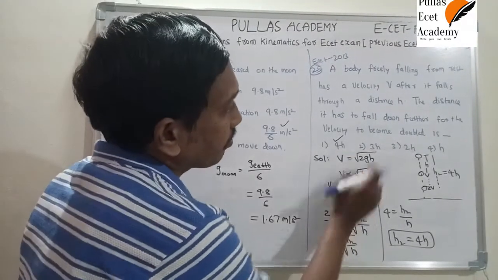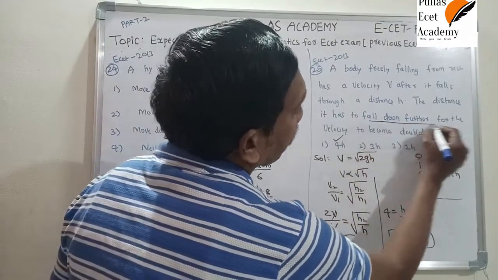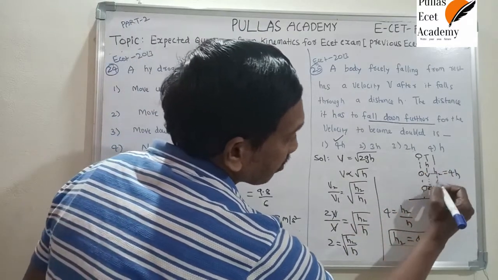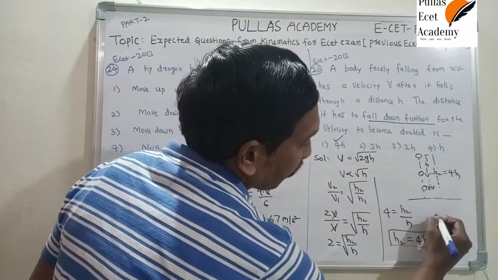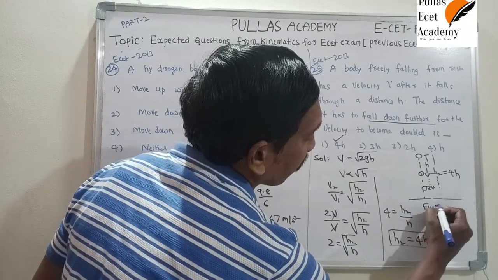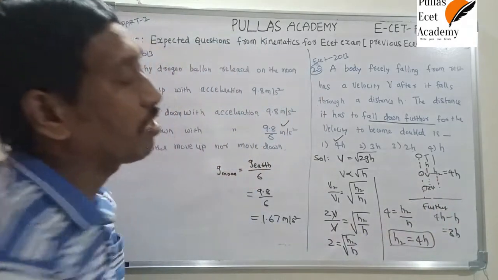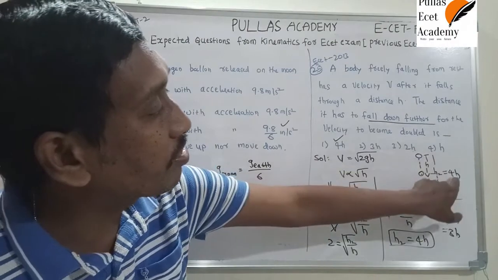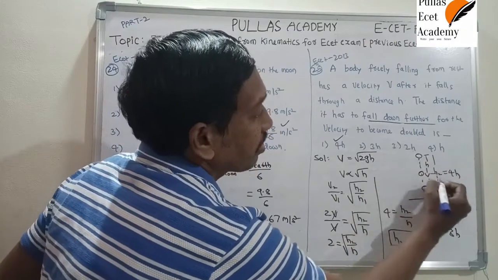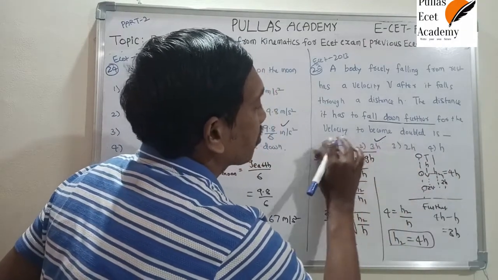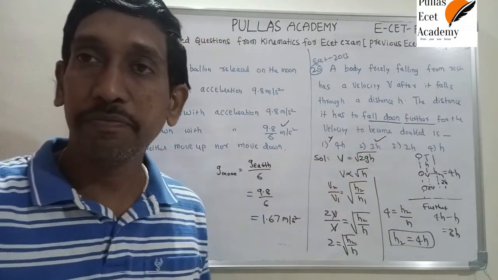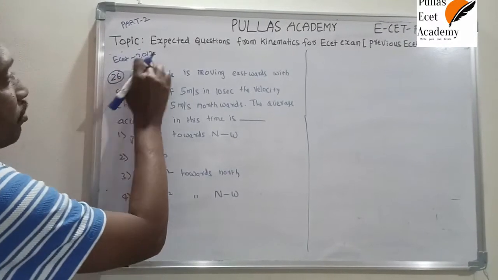Actually, sorry, in this question, fall down further is asked. At 4h distance the velocity is double, but the further distance means total 4h minus this h. That means the further distance is 4h minus h, equal to 3h. We are not asking what the travel distance is when the velocity becomes double, which is 4h, but here it asks for the further distance, which is 4h minus h, that is 3h. That's why this second option is correct. This is wrong, sorry. So you have to understand it like this. Clear?